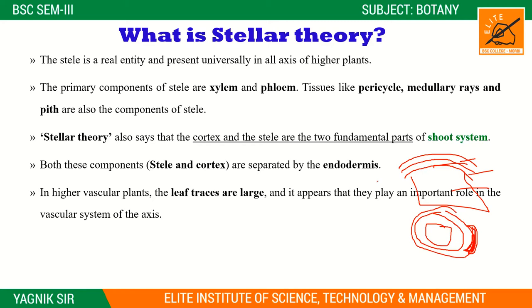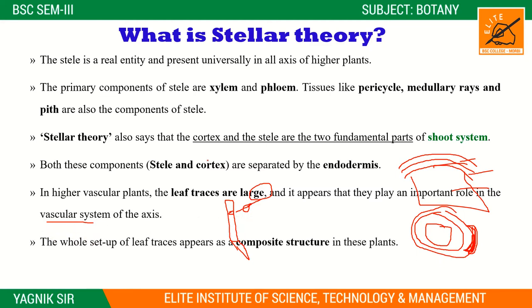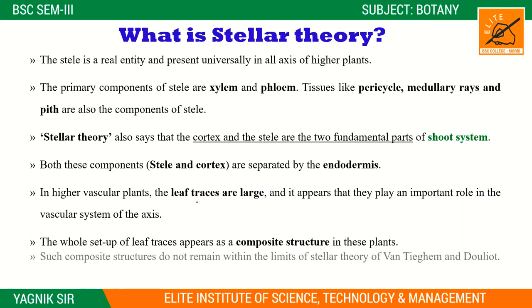And here they play an important role in the vascular system of the axis, because this vascular system arrangement starts in the root. After the root, this vascular system is present similarly in the stem, and then the petiole, and then the leaves. All these plant parts have this type of system in the higher plants. So the whole setup of the leaf traces appears as a composite structure in the plant. Leaf trace is also a composite structure.